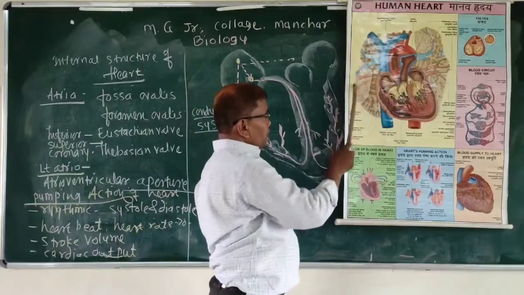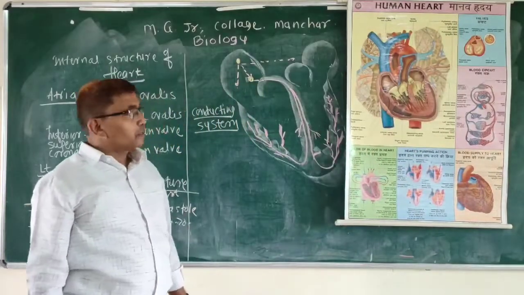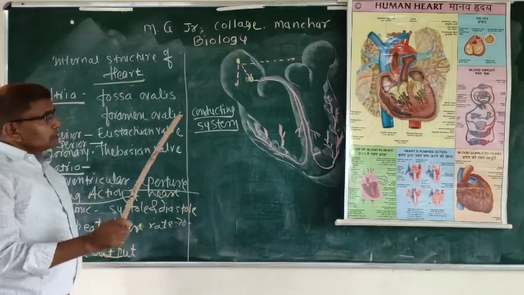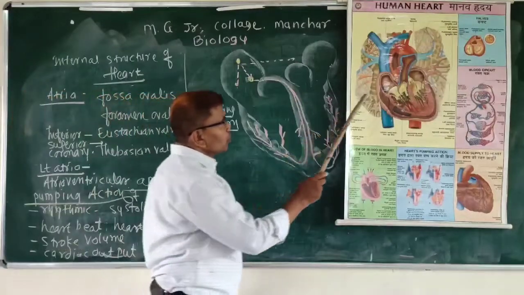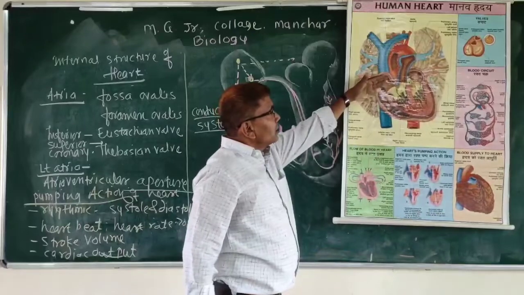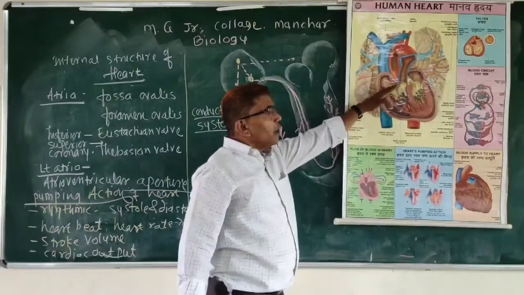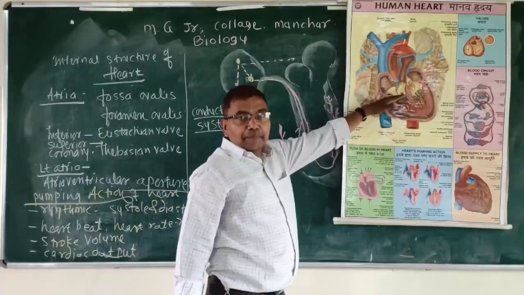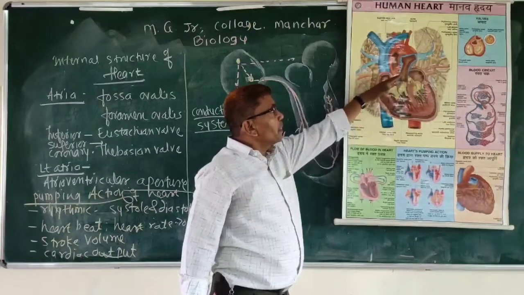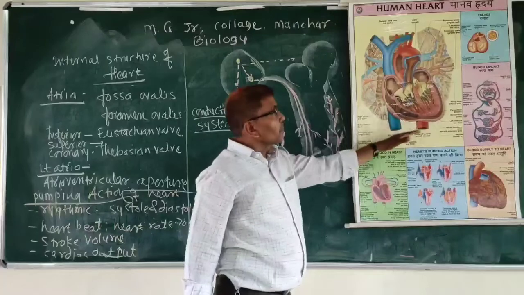First, observe this figure. Internal structure of heart. We know this heart consists of these 4 chambers. Basically, 2 atria and 2 ventricles are separated by the atrioventricular septum. That means the septum present between atria and ventricles.